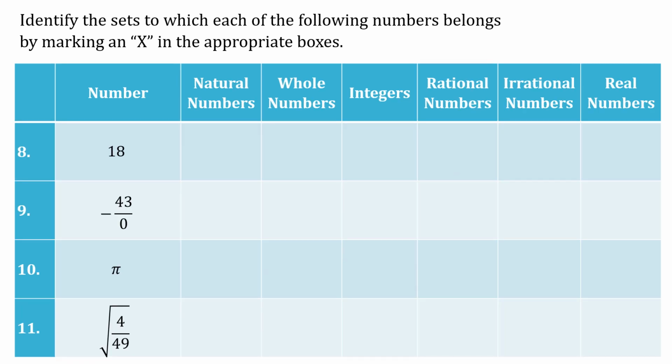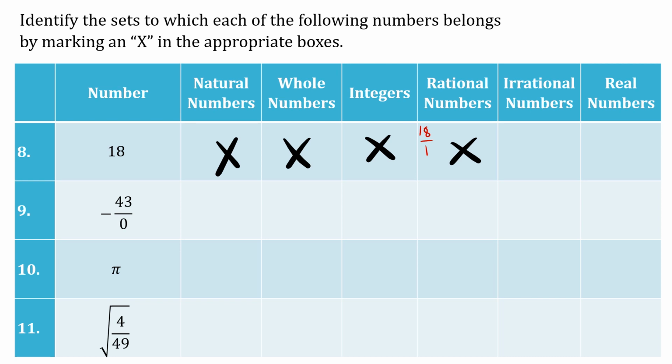All right, here we have 8, 9, 10, 11. 8, super easy. This is 18. Is it a natural number? Yes, it's one of our counting numbers. Is it a whole number? Yes, it is. Is it an integer? Yes, absolutely. Is it a rational number? Could you write this as a fraction? Definitely, you could just do 18 over 1.